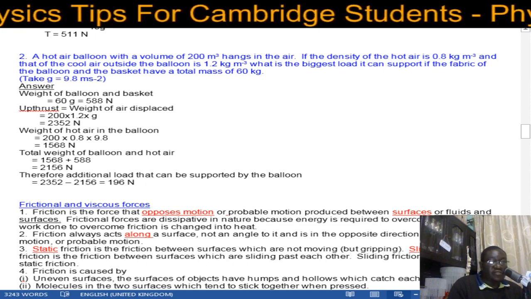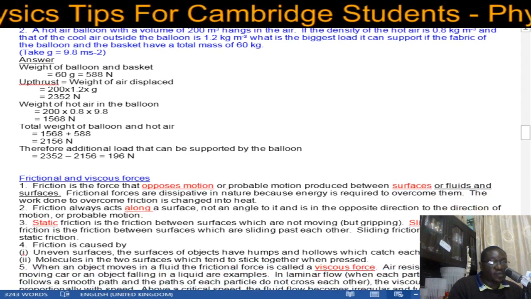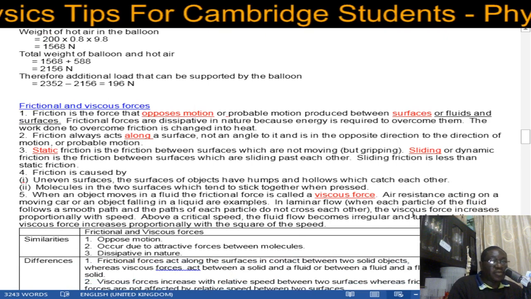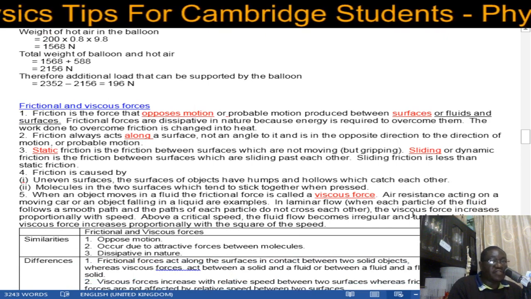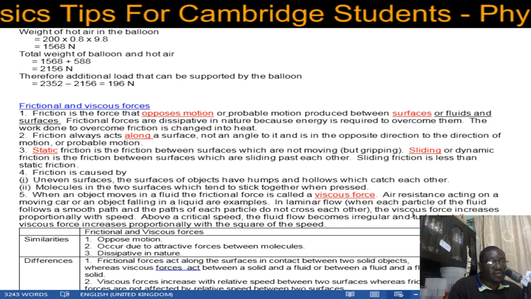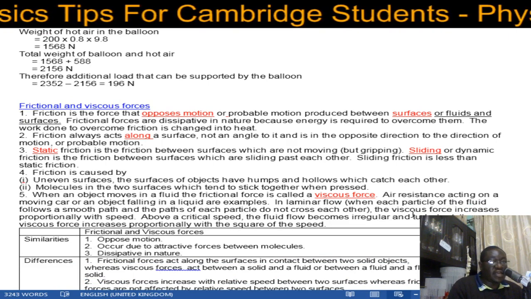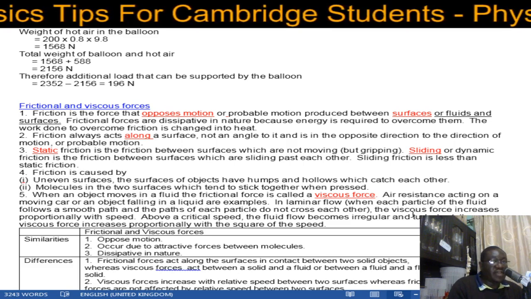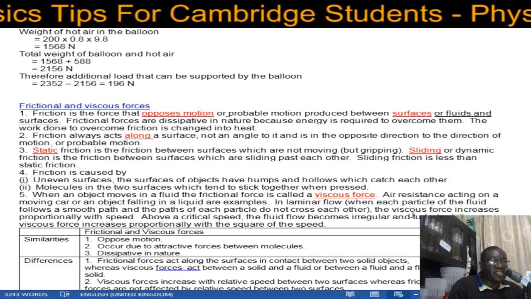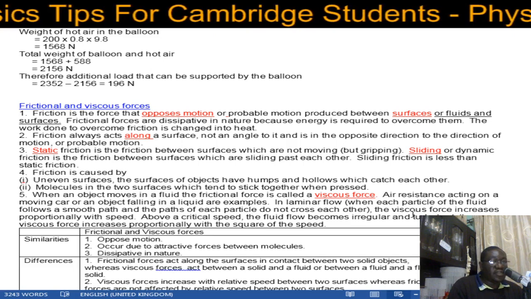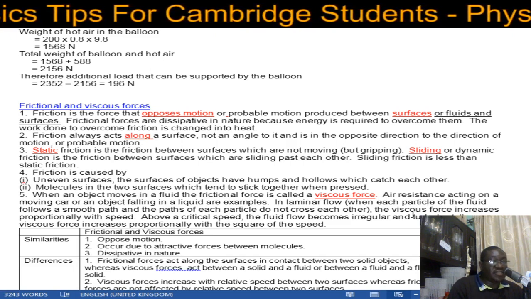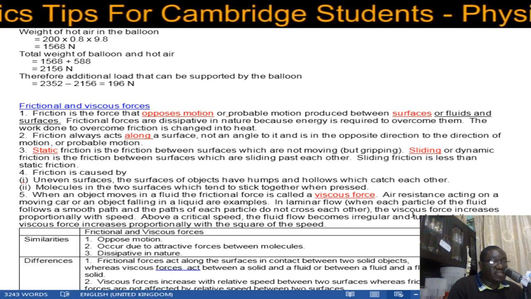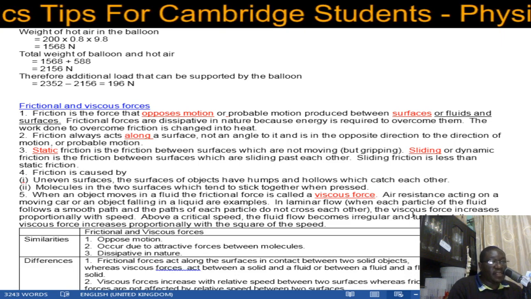Then frictional and viscous forces. Friction is the force that opposes motion or probable motion produced between surfaces or fluids and surfaces. Frictional forces are dissipative in nature because energy is required to overcome them. The work done to overcome friction is changed into heat. Friction always acts along a surface, not at an angle to it, and is in the opposite direction to the direction of the motion or the probable motion.